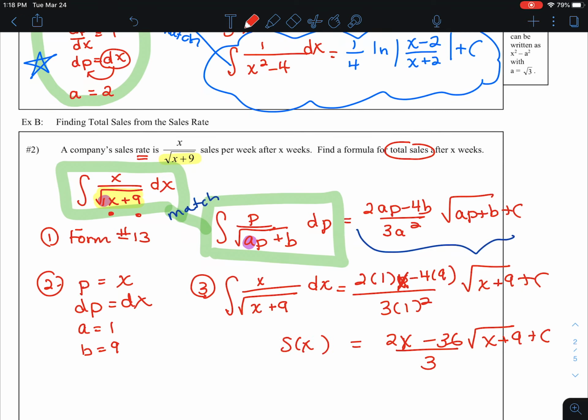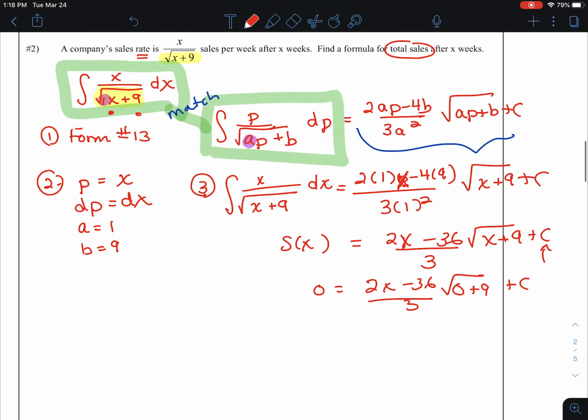To finish this off, to evaluate the c, I should plug a 0 in on the left and a 0 in on the right. And the answer for this ends up being this. I'm sorry that I'm flying through this. I know I'm running out of time. I'm going to get cut off here.